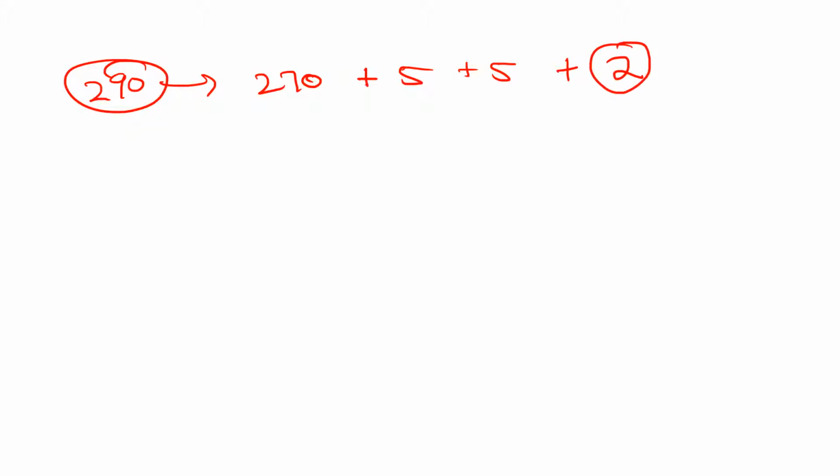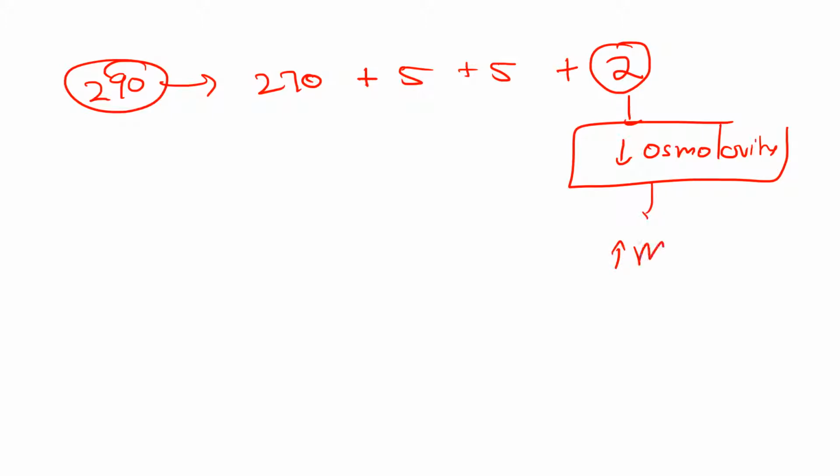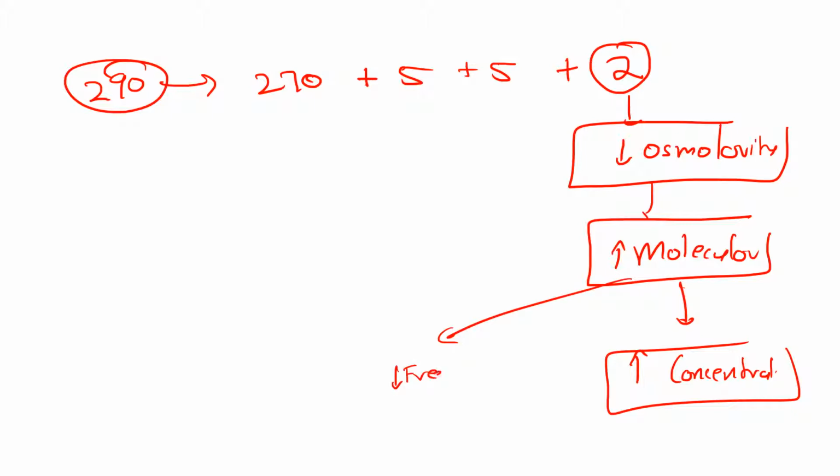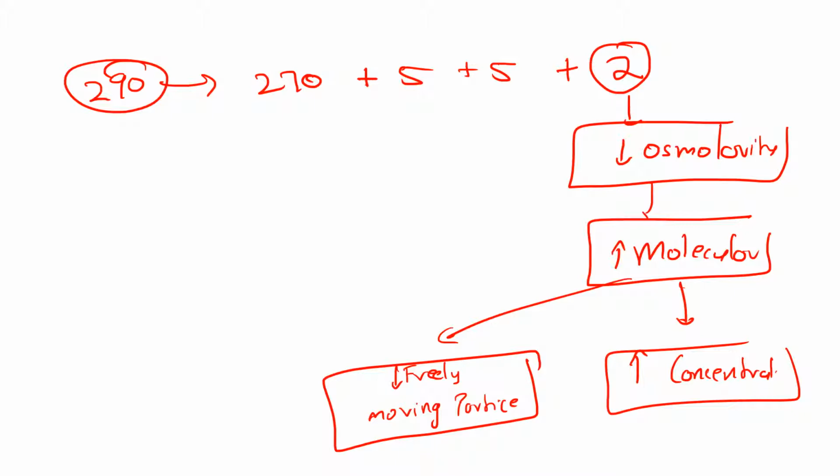So protein has very less osmolarity because it is having high molecular weight. Because it is having high molecular weight, it is having high concentration, but freely moving particle in this will be very less. It will be having low freely moving particle, because each particle is very heavy. Its molecular weight is in the range of 69,000 to 70,000.